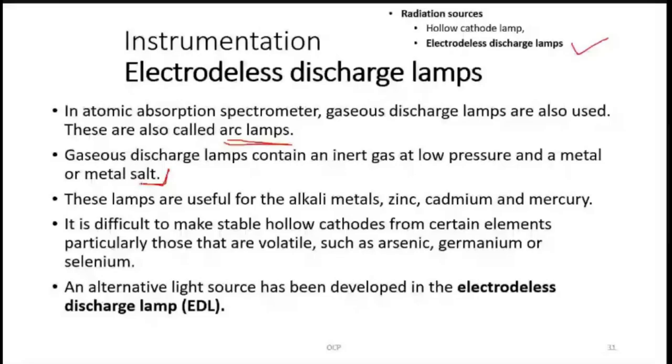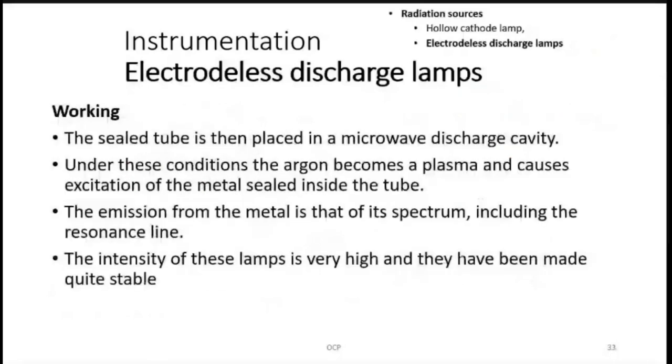It is difficult to make stable hollow cathodes from certain elements, particularly those which are volatile, such as arsenic, germanium, and selenium. An alternative light source has been developed, the electrodeless discharge lamp, EDL. This we have seen already. Let's see the working. The sealed tube is placed in a microwave discharge cavity. Under the influence of microwave, the argon becomes plasma. It gets heated, becomes plasma, and causes excitation of the metal sealed in the tube. The emission from the metal is that of its spectrum. It will emit the characteristic wavelengths, including the resonance lines that we discussed. The intensity of the lamp is very high, and they have been made stable.